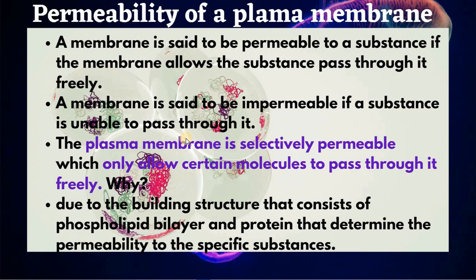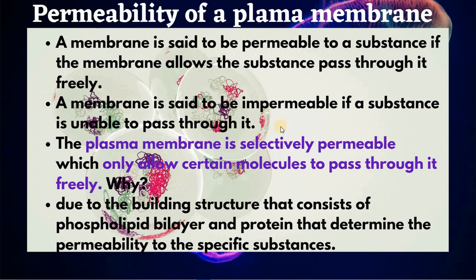Next, number 2, a membrane is said to be impermeable if a substance is unable to pass through it. Apa maksudnya? Impermeable bermaksud tidak telap. So, a membrane is said to be impermeable if a substance cannot pass through it. Make sure you can differentiate between permeable and impermeable. Permeable allows all substances to pass through it freely. If impermeable, the membrane does not allow any substance to pass through it.